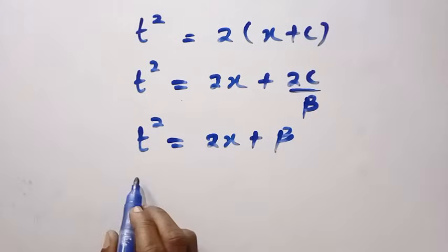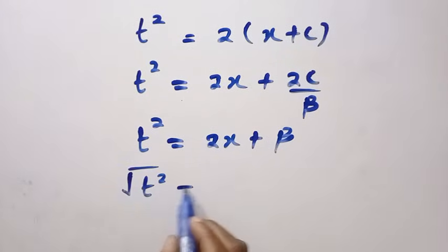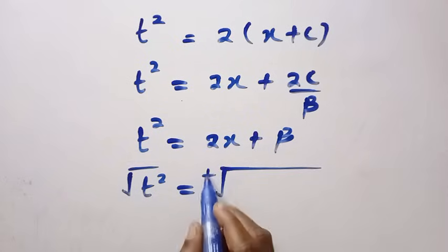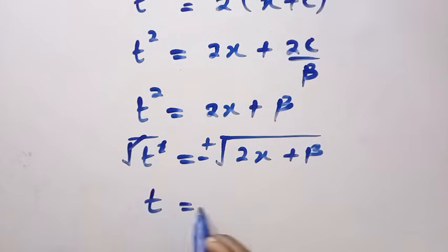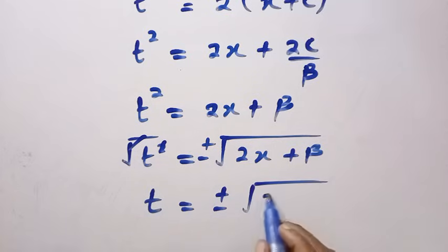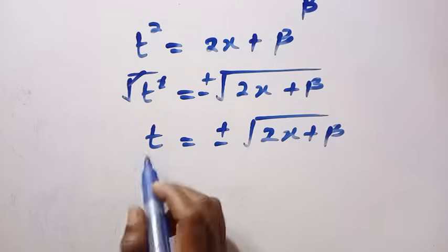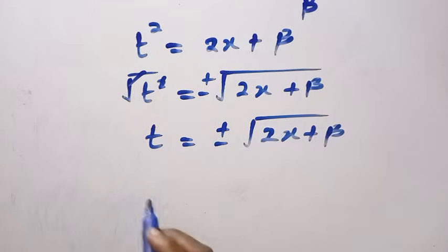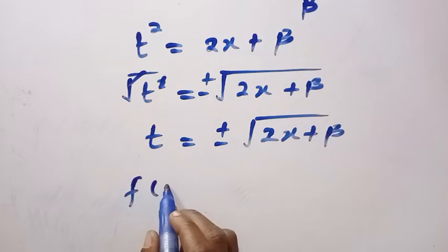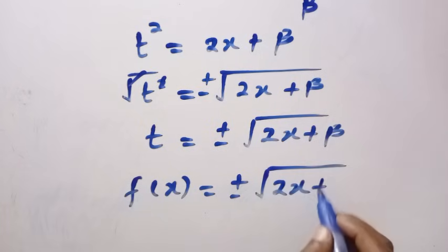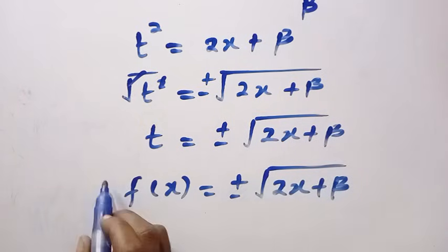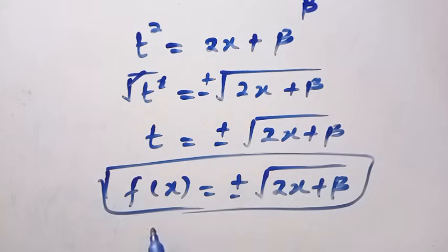By taking the square root of both sides, we have the square root of t squared equals, plus or minus, the square root of 2x plus beta. So t equals plus or minus the square root of 2x plus beta. But initially, we let t equal f of x. So replacing it, we have f of x equals plus or minus the square root of 2x plus beta. And this is the answer I get. Is it the same thing with yours?